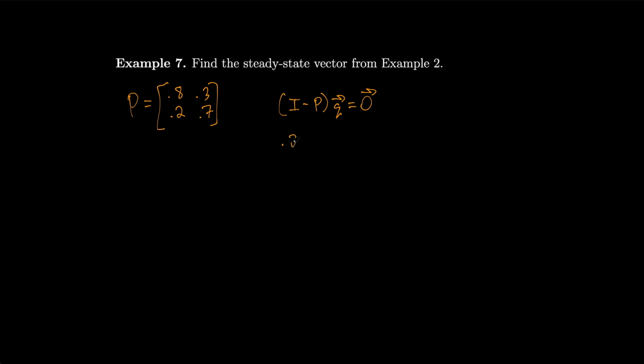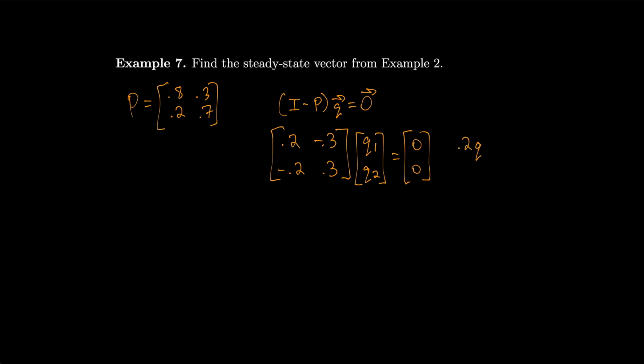So we'll take 0.2, negative 0.3, negative 0.2, and 0.3. All I did was make these negative, and I took 1 minus the diagonal entries to get I minus P, and then I'll multiply that by Q. I don't know what it is yet, so I'll leave that as Q1 and Q2, and I'll set that equal to the 0 vector. Alright, let's solve for Q. So this equation tells us that 0.2 times Q1 minus 0.3 times Q2 should equal 0. It also tells us that Q1 should equal 1.5 Q2.